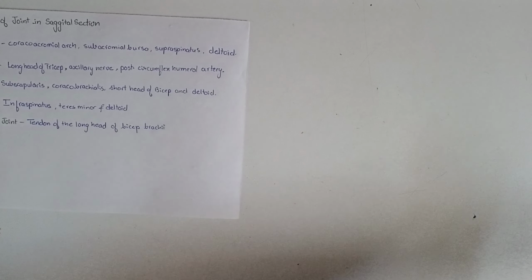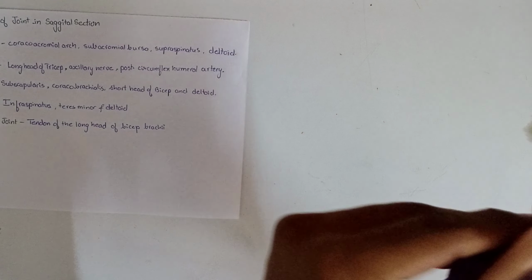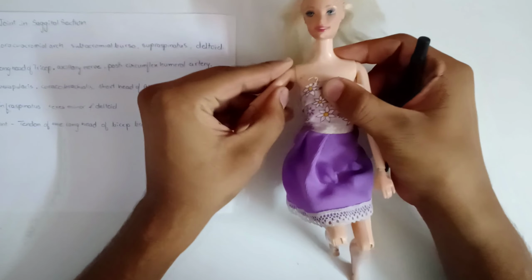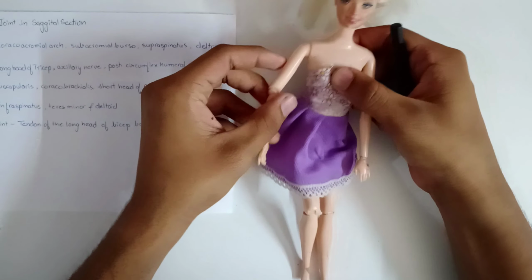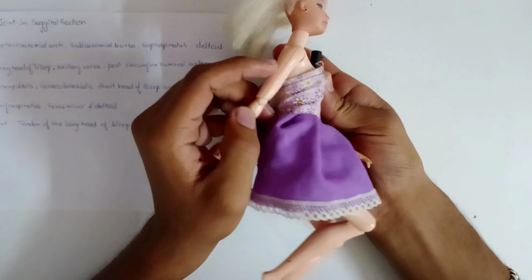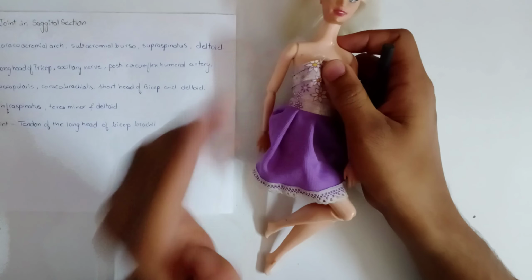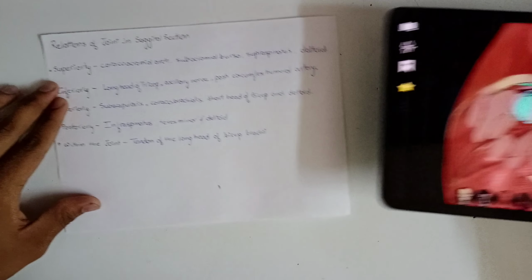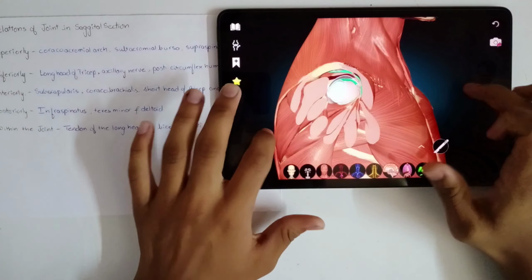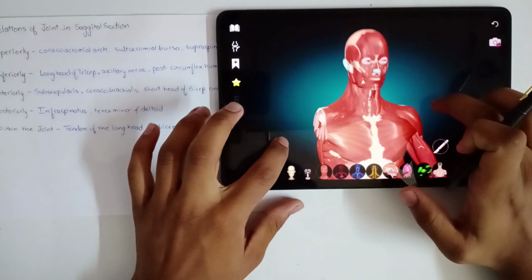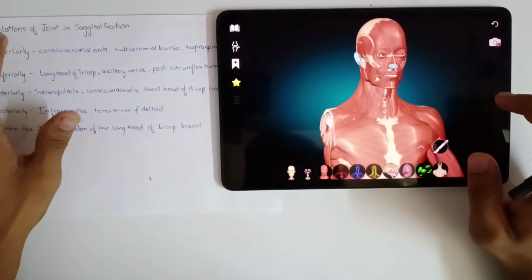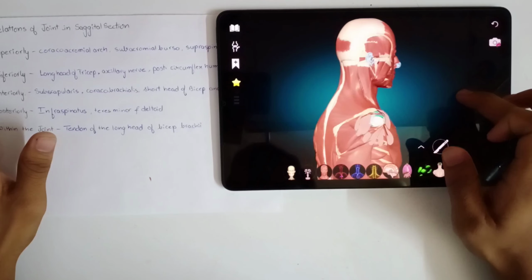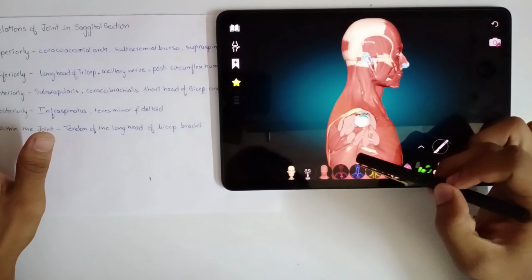Once again showing you with the help of my model. This is the model. If I take out this, right now it won't be possible. If I take out this arm and view from this side, that would be the sagittal section of shoulder joint. So this was our sagittal section of shoulder joint. One by one we will see the relations of shoulder joint from superior aspect, anterior, inferior, posterior.